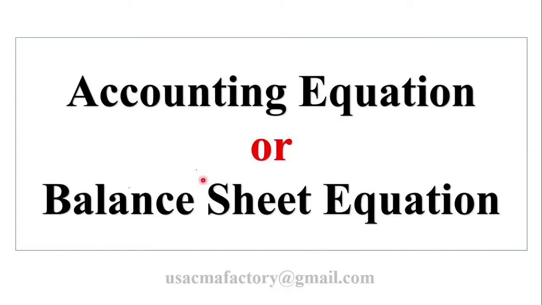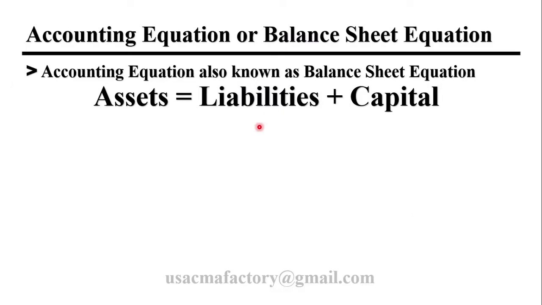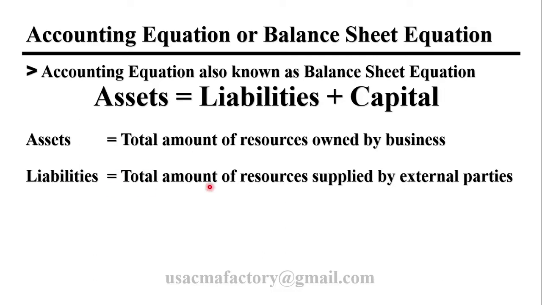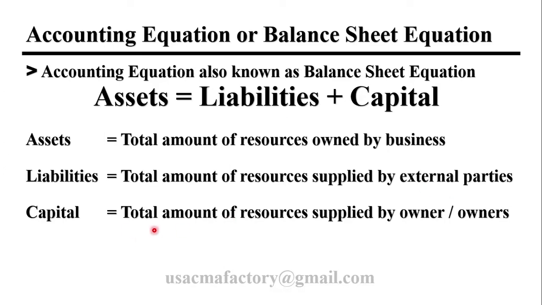Accounting equation or balance sheet equation. So the accounting equation is also known as the balance sheet equation. That is nothing but assets is equal to liabilities plus capital. Assets means total amount of resources owned by the business. Liabilities means total amount of resources supplied by external parties. Capital means total amount of resources supplied by owner or owners.